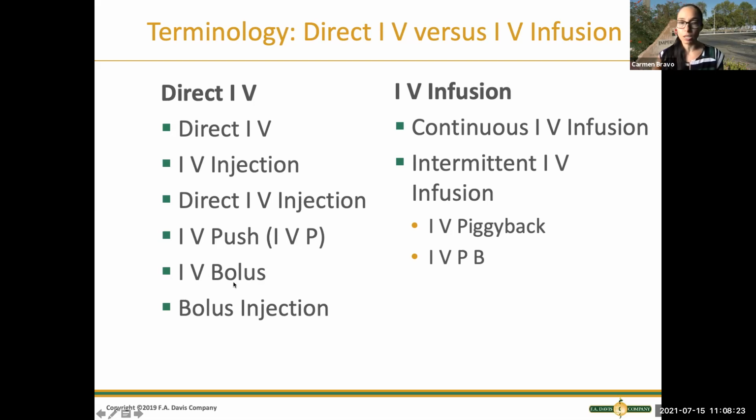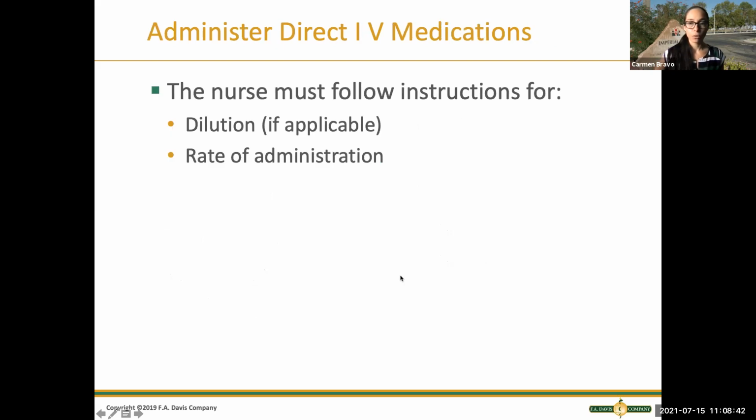An IV bolus is also considered a direct IV because we rapidly administer it to the patient. A bolus injection means that you connect it and you push it right away. There's a couple of medications where the faster we push, the better they work. But most medications are slow IV push. So when we do IV push medications, we always have to check the label, because we have to see if that medication needs to be diluted, and also the rate of administration. Like I said, how long do I have to push this medication?